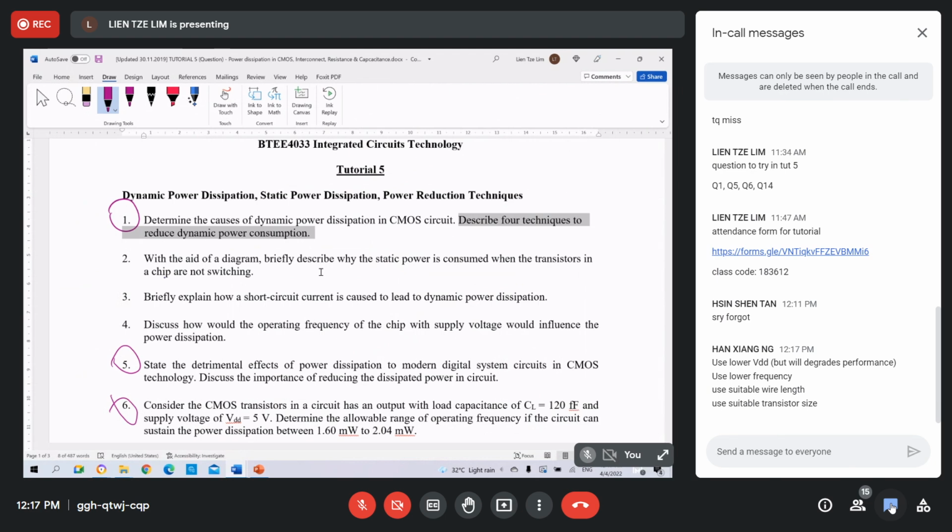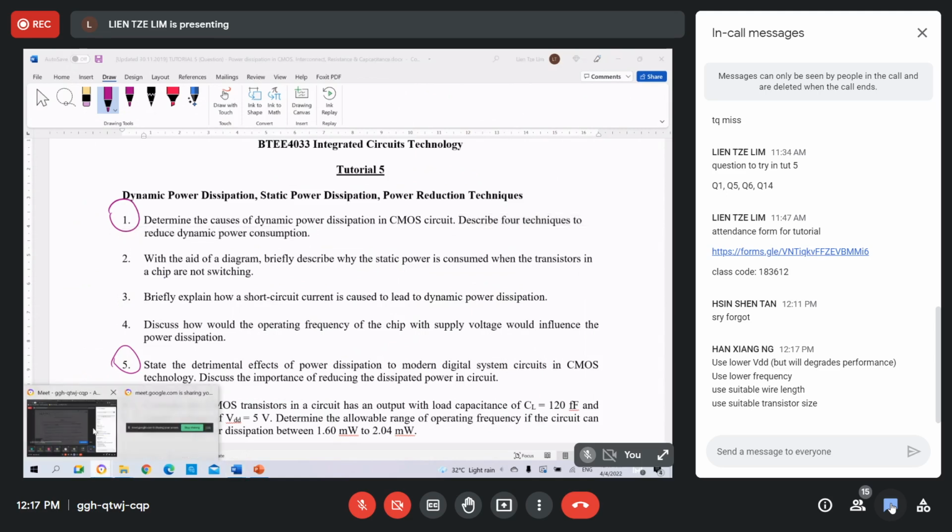Thank you, Han Xiang. I see your answer: use lower VDD, use lower frequency, use suitable wire length, use suitable transistor size. Yes, your answer is correct.